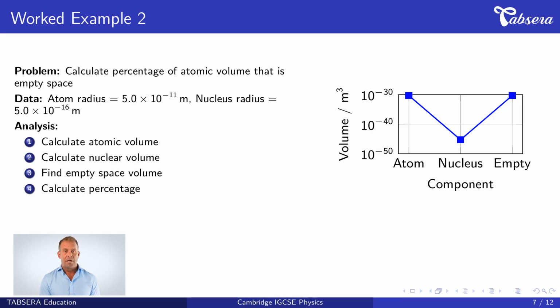Second, calculate nuclear volume similarly. Nuclear volume equals 5.24 times 10 to the power minus 46 cubic meters. Third, find empty space volume by subtracting nuclear volume from atomic volume. Since nuclear volume is negligible, empty space approximately equals atomic volume. Fourth, calculate percentage: empty space divided by total volume times 100% equals 99.999%. The graph shows this dramatic difference in volumes using a logarithmic scale.